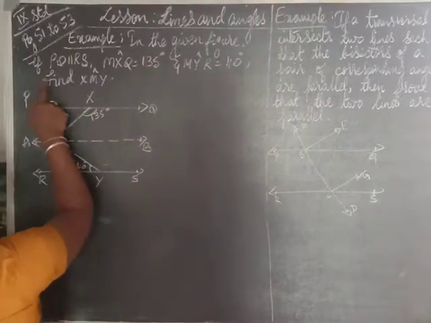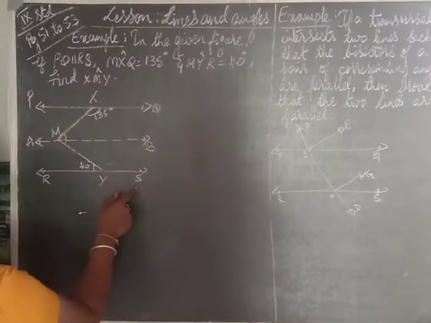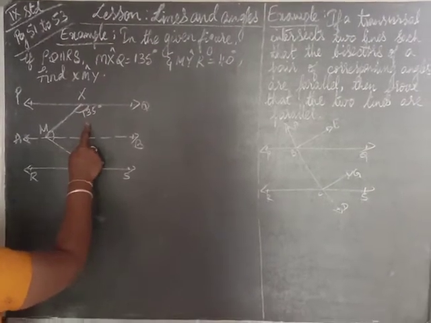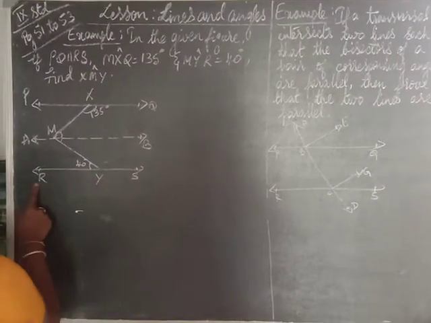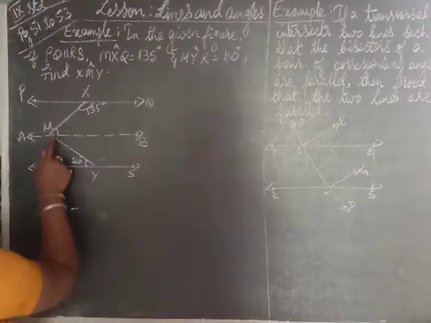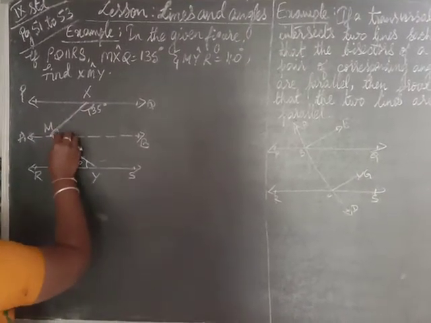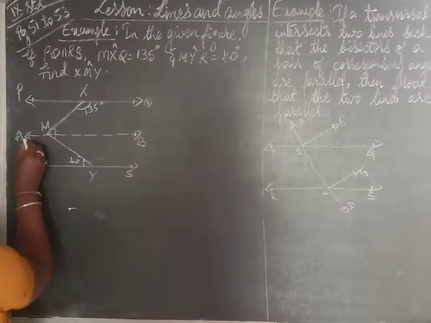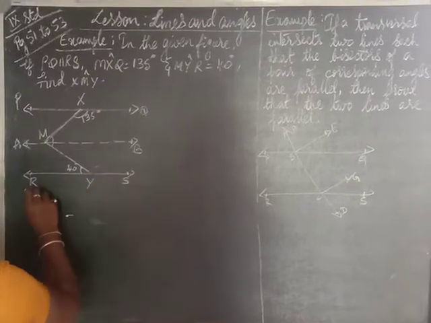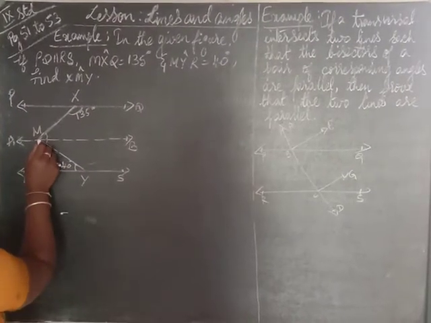Given the figure, if PQ is parallel to RS, angle MXQ is equal to 135 degrees, and MYR is equal to 40 degrees, then find XMY. So this angle we have to find. For that, let us draw a line through M which is parallel to PQ and RS.